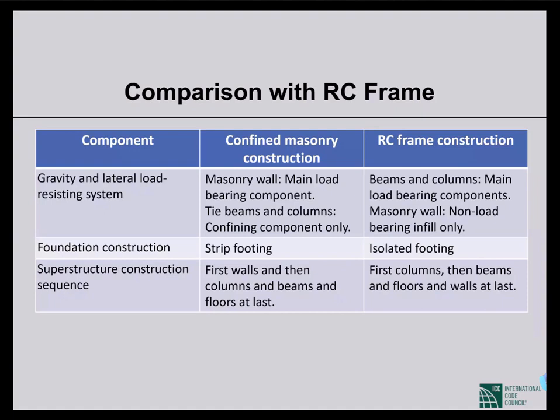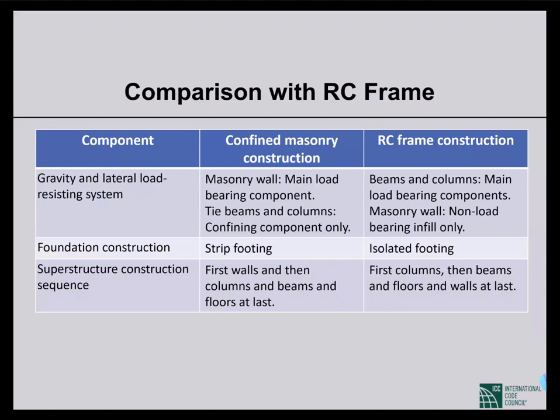The foundations for RC frame construction are usually shallow footing, isolated column footing. But for confined masonry, we have to provide support for the walls too, because the walls are basically the load-bearing members. So we have strip footing instead of isolated footing for confined masonry. The third difference is the sequence of construction that I have just mentioned.